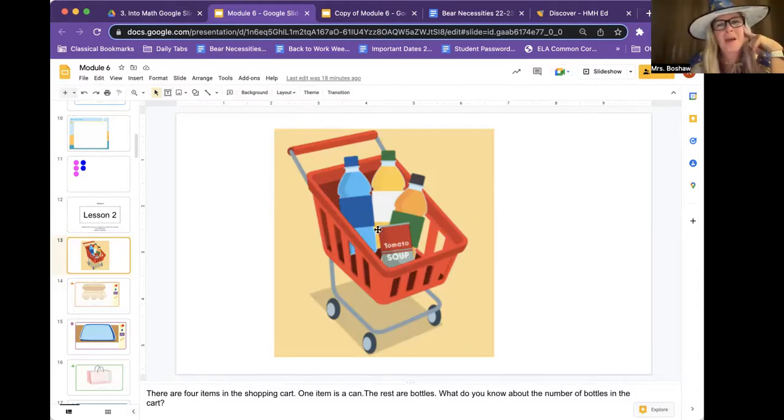Let's think about it in math terms. If we have 4 items in our cart and we take one of them away because it is a soup can, right? So I'm going to cross off that one. Oh, you can't see that very well, can you? Okay. I'm crossing that one off. Is the number of bottles we have going to be 4? Is it going to be more or is it going to be less? What do you think?